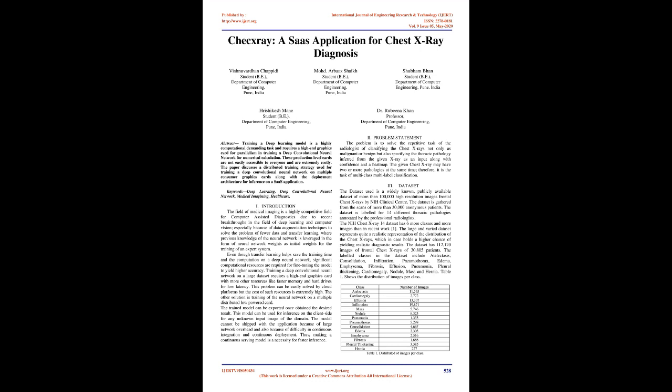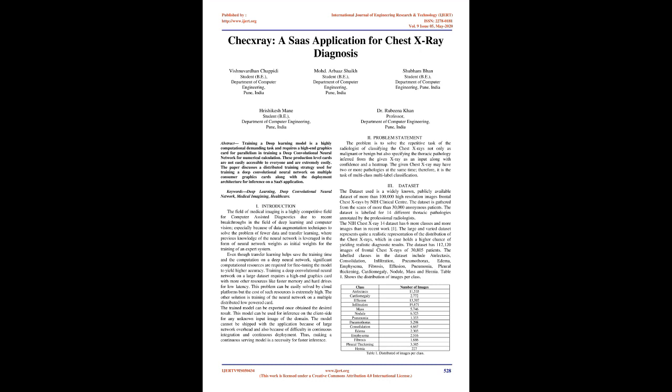Even though transfer learning helps save the training time and the computation on a deep neural network, significant computational resources are required for fine-tuning the model to yield higher accuracy. Training a deep convolutional neural network on a large dataset requires a high-end graphics card with other resources like faster memory and hard drives for low latency. This problem can be easily solved by cloud platforms, but the cost of such resources is extremely high.